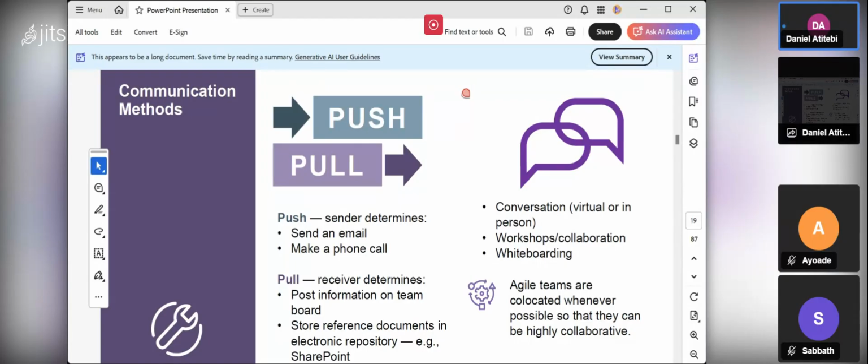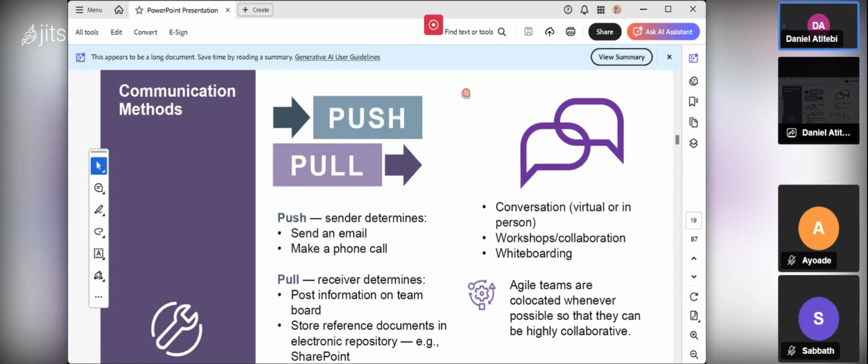Interactive is the one where I can see you face to face. I can interview you. I can ask questions from you about the project. I can get a response from you quickly. So there are three methods: pull, push, and interactive communication. Pushing means what? The sender determines. Sending an email is an example of push. Making a phone call is an example of push. I'm sending information to somebody. I'm encoding, the other person is decoding it.